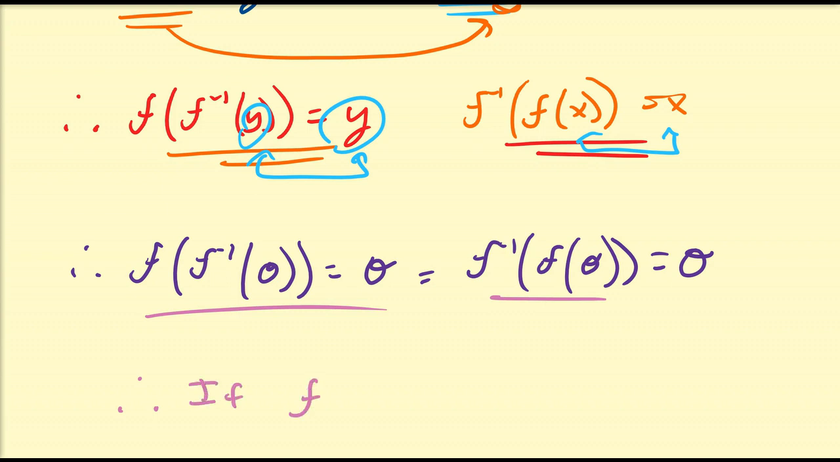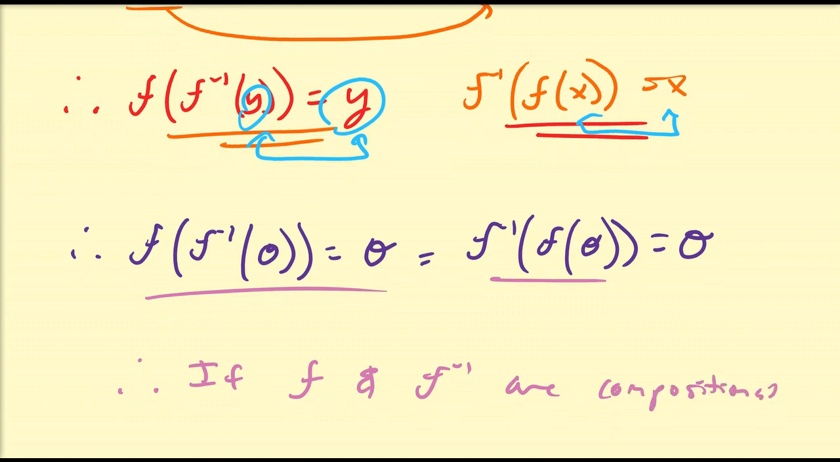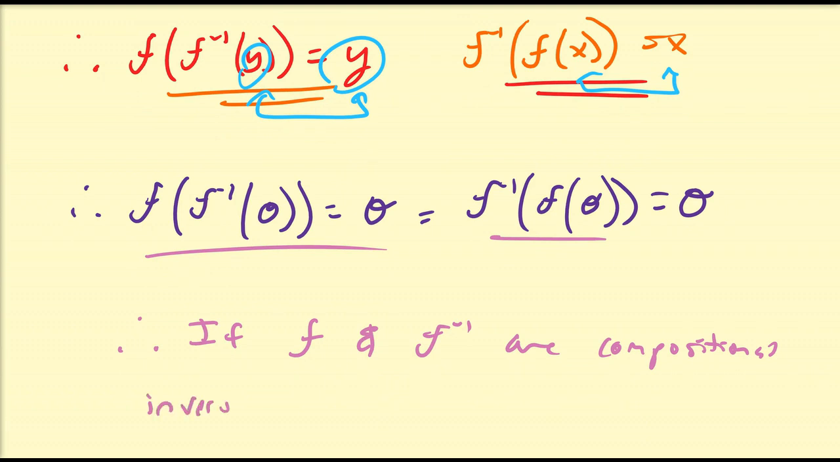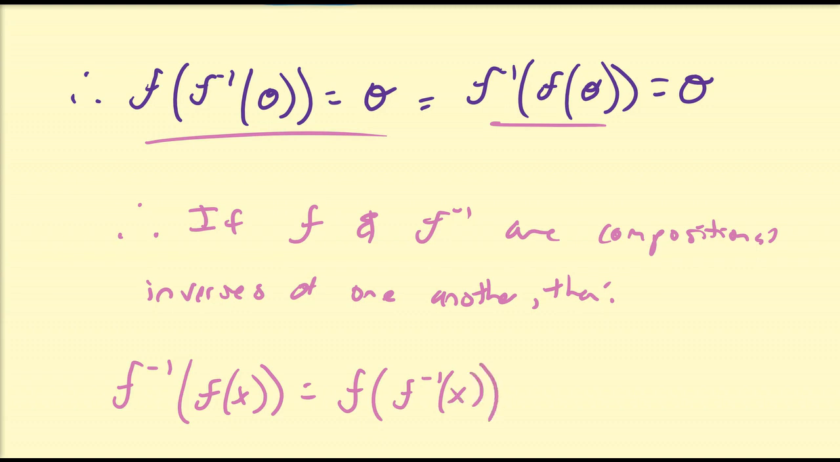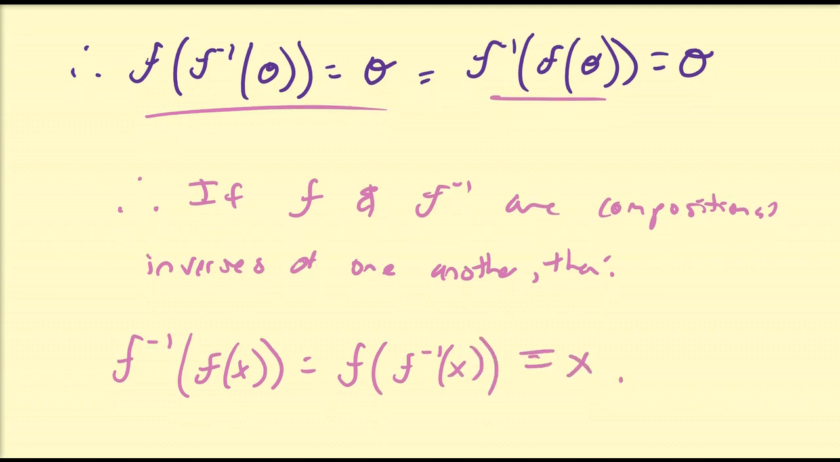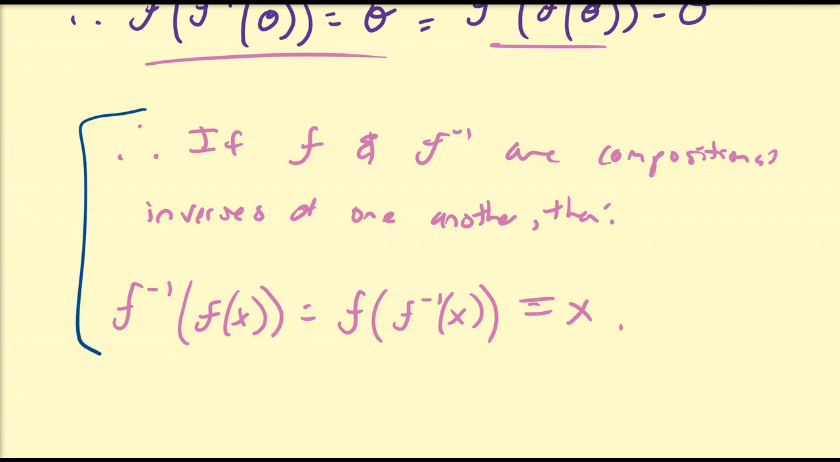So if f and f inverse are compositional inverses of one another, then we have the identity f inverse of f of x is equal to f of f inverse of x is equal to x. And this actually does have some graphical interpretations as well, which we will discuss.